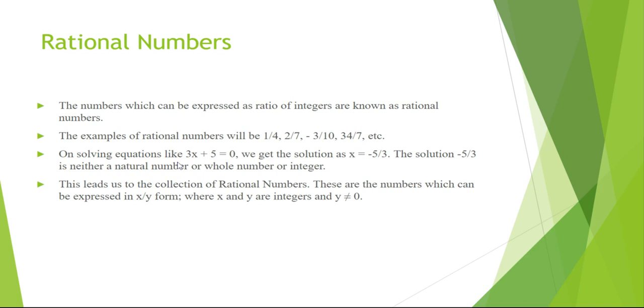I would like to tell you how rational numbers came into being. If you solve an equation like 3x + 5 = 0, you get the solution as minus 5 by 3. And I hope you know that minus 5 by 3 is neither a natural number, nor a whole number, nor an integer, which actually led us to the conclusion that there is yet another set of numbers which are known as rational numbers. These are the numbers which can be expressed in the form of x by y, where x and y are integers and y is not equal to 0, which basically means that the denominator cannot be equal to 0.